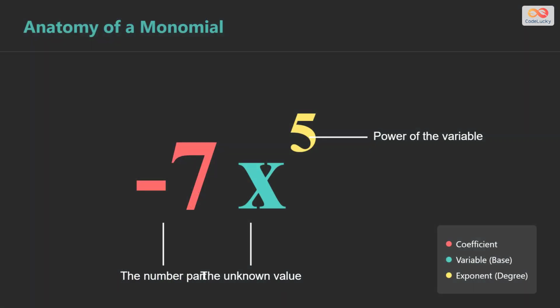Let's break down the parts of a typical monomial, like negative 7x cubed. First, we have the coefficient, which is the number negative 7. Next is the variable or base, which is x. Finally, we have the exponent or degree, which is 3. Notice how they are all multiplied together to form a single chunk.